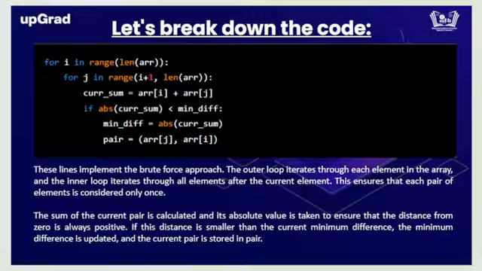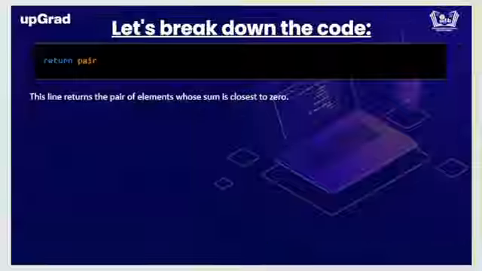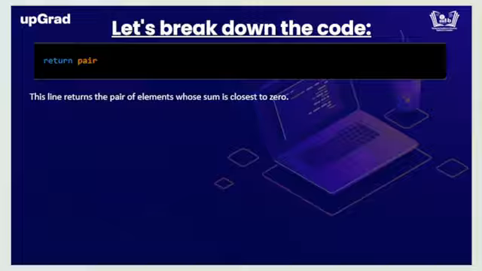If the distance is smaller than the current minimum difference, the minimum difference is updated and the current pair is stored in the pair. Let's break down the code, that is our third slide. Here we have written down the final statement, the return pair statement. This line of code is returning the closest pair in the function.